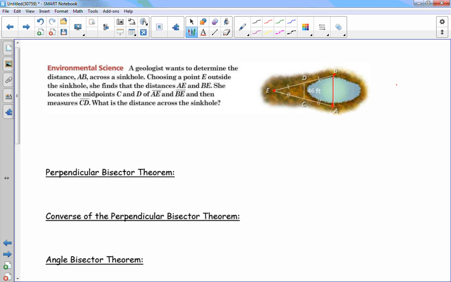Choosing point E outside the sinkhole, she finds the distances AE, ooh, that kind of creates a triangle, yeah? And E to B. She also finds the midpoints. So we know we can use the midpoint theorem. And the segments tell you that those are congruent, which means that D and C are actually midpoints. What is the distance across the sinkhole?